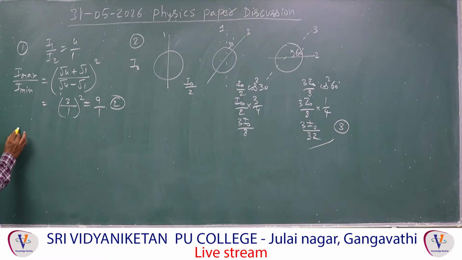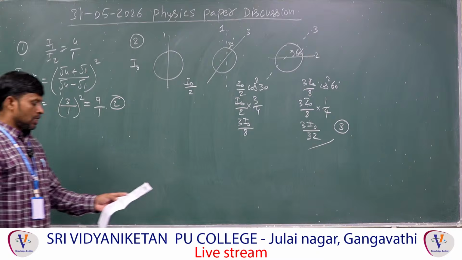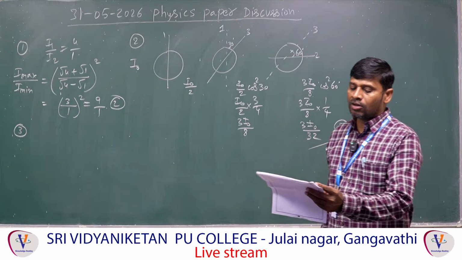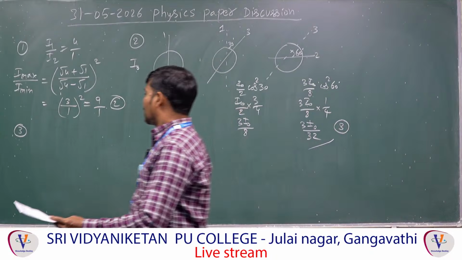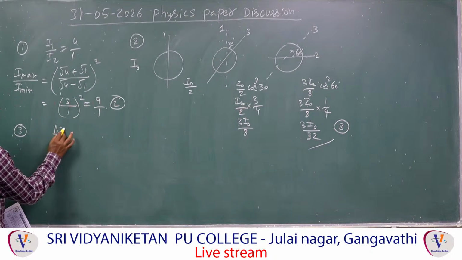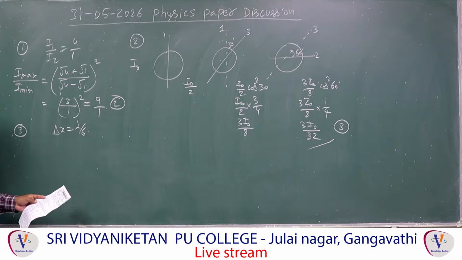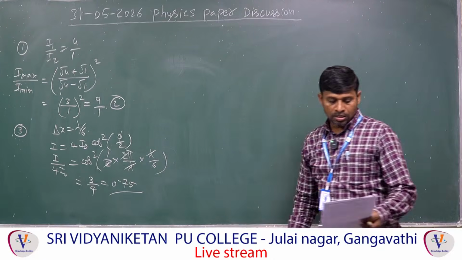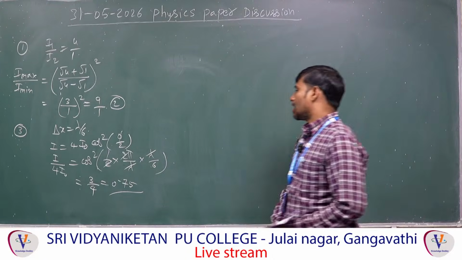Third question. The path difference between the two interfering waves at a point on the screen is lambda by 6. Path difference value is lambda by 6. And the ratio of the intensity at that point, the third question answer is the third option.